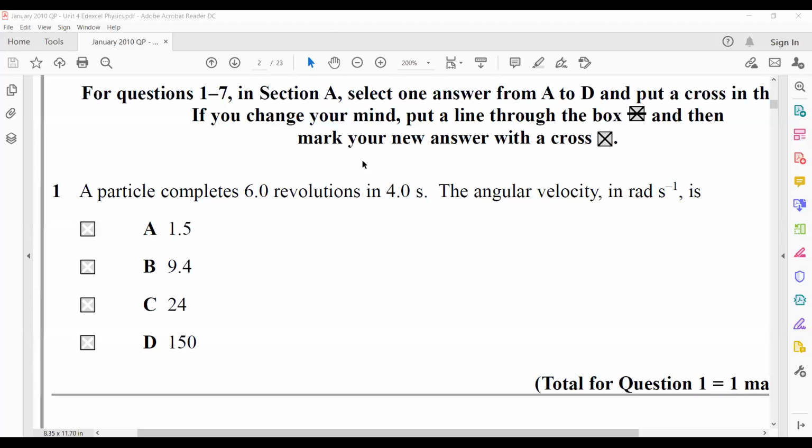B is the correct answer, because revolution you will convert into radian. How? One revolution means 2 pi radian. So 6 revolutions will be x radians. You will convert this into radian, and then radian divided by time, you will get the angular velocity, which is in radian per second.